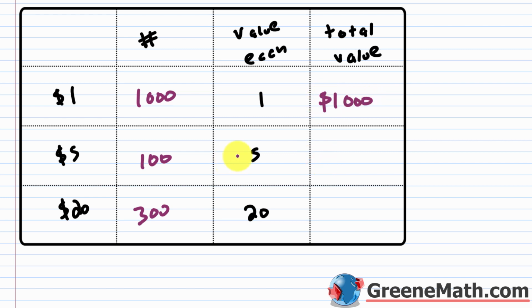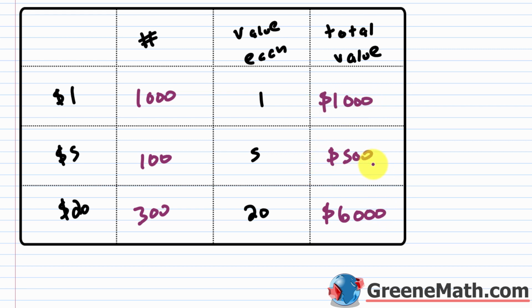And then this would be 5 times 100. That's $500. And this is 20 times 300. 2 times 3 is 6. And you'd want 3 zeros. So this is 6,000. So $6,000. Again, if you sum these amounts, you're going to get 7,500.